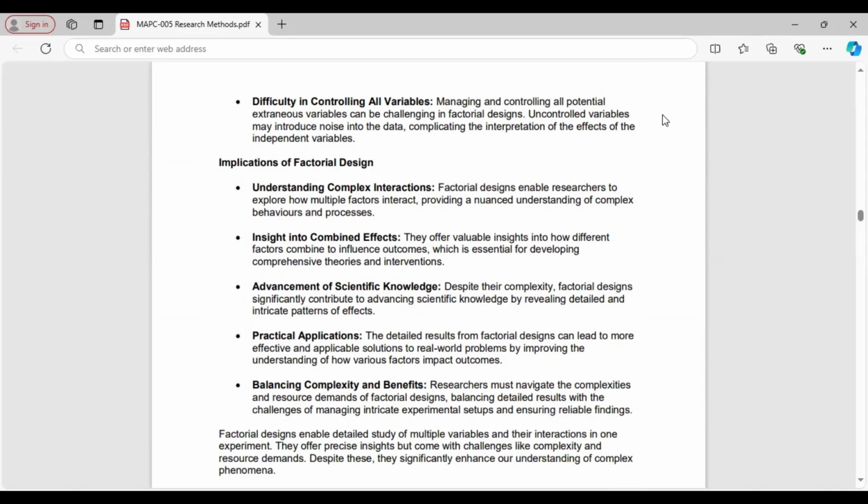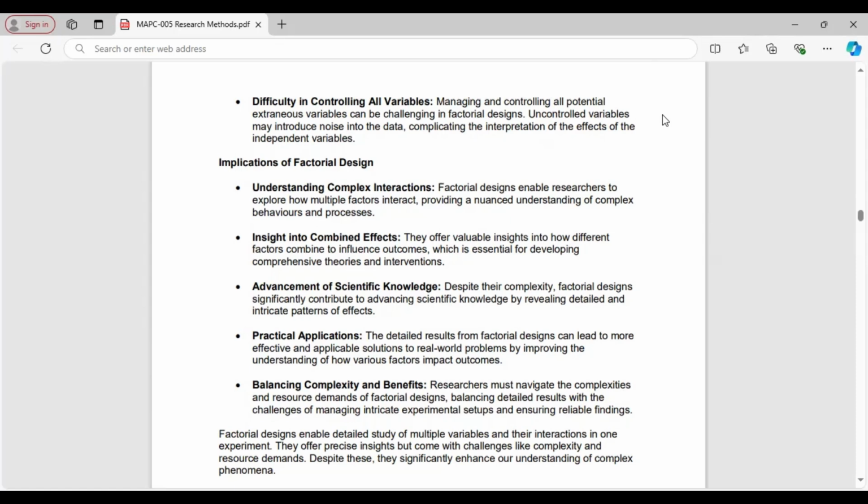Insight into combined effects. These designs provide valuable insights into how different factors combine to influence outcomes. Advancement of scientific knowledge. They significantly contribute to advancing scientific knowledge by revealing intricate patterns of effects. Practical applications. Detailed results can lead to effective solutions for real world problems by improving understanding of influencing factors. And lastly, balancing complexity and benefits. Researchers must navigate the complexities of factorial designs, balancing detailed results with the challenges of managing intricate setups.